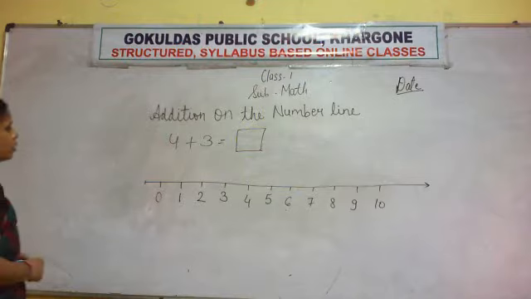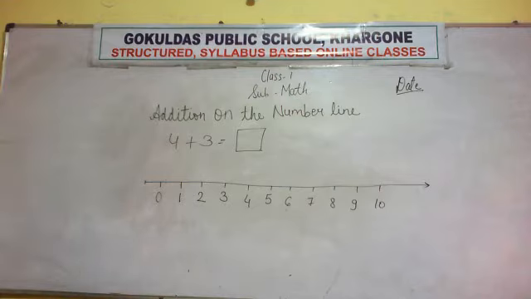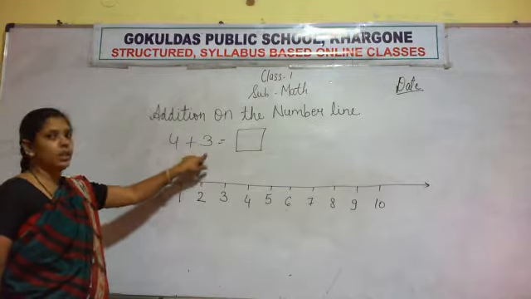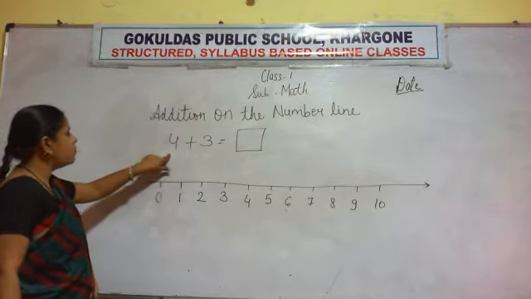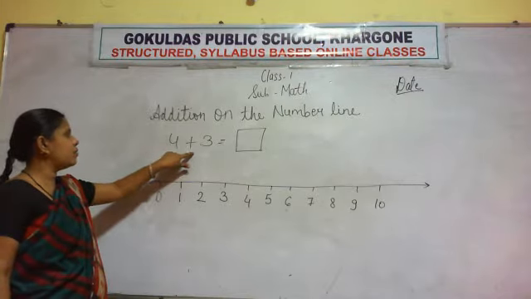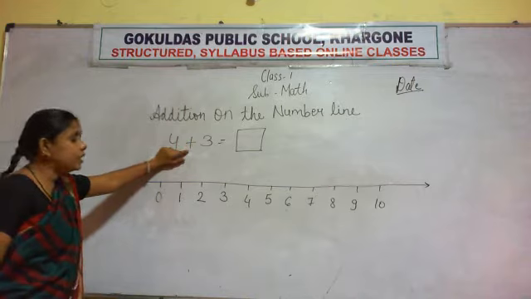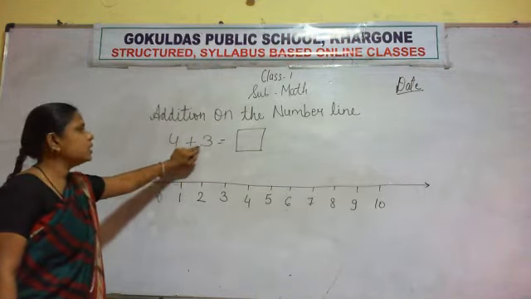From number 0 to number 10, and see which numbers we have to add. We have to add 4 plus 3. How do we read this? This is a symbol of addition, and we read it as plus. 4 plus 3.